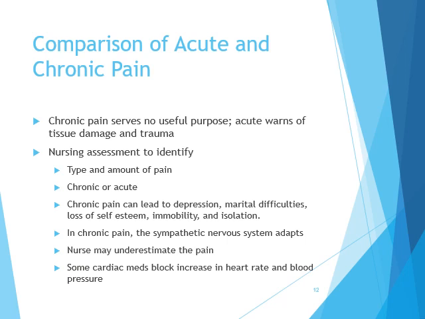And you can say acute is short-term, chronic is longer than 3-6 months. Purpose of acute pain, there's tissue damage. Chronic pain, it's just gnawing pain. Verbal, they report pain in acute pain. Chronic pain, they might not say anything. So you can read through the two differences there. It's important to know the difference between chronic and acute pain because chronic pain can lead to depression, marital difficulties, loss of self-esteem, immobility, and isolation.